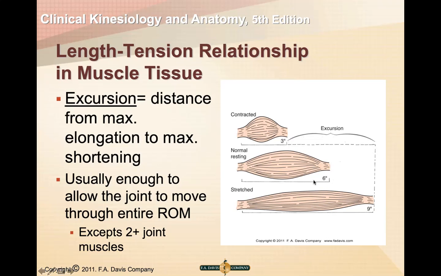That just happens to be the same number as the normal resting length. That's not always going to be the case, but for this example, we just did that. Usually this is enough joint excursion for one muscle to move a one joint muscle through its range of motion. Sometimes in muscles that cross 2 joints, you'll have a much longer excursion than just this example.